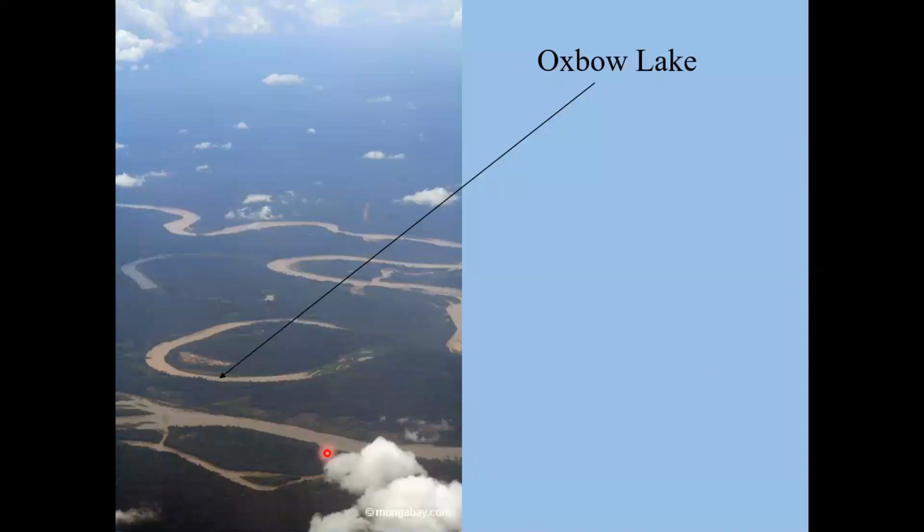Here's another view. There's an oxbow lake right there. Here's another one. So you can see how that river has been all over the place. So that's the entire floodplain of the river.